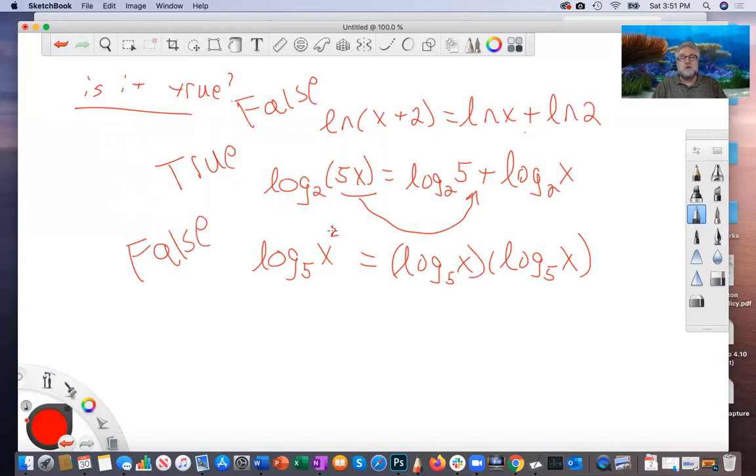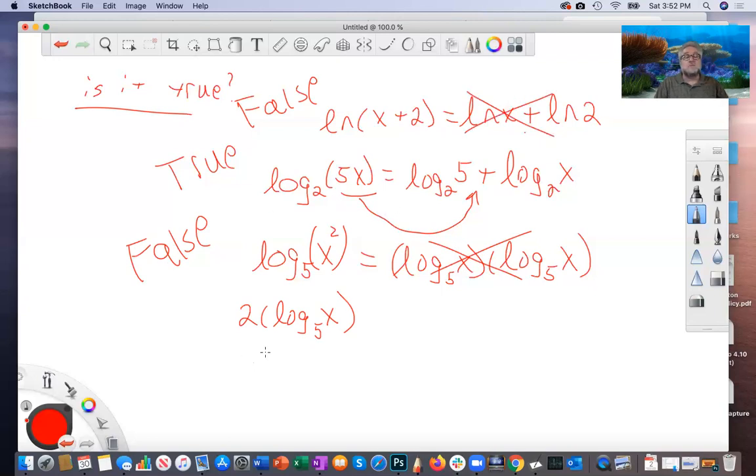This is false because the exponent acts directly on the thing next to it. So this is saying x squared inside the logarithm. It is not saying log base 5 of x, squared. That's what this is equal to. But when we look at this, what will we simplify this to? This would be 2 times log base 5 of x, right? The coefficient comes out front. Does not equal this. No, just like this one.